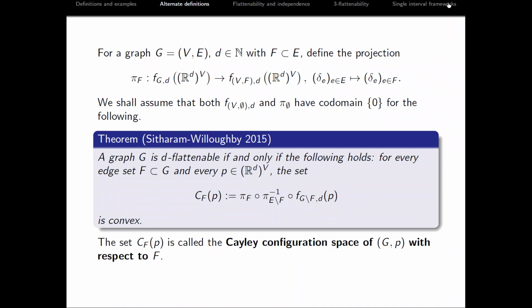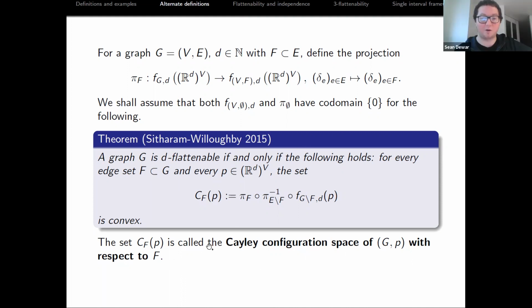Yeah, that's right. So these things are quite important for quite a lot of things, because if you're interested in how things flex, this gives us a lot of information on how they flex. So it's quite an important thing.